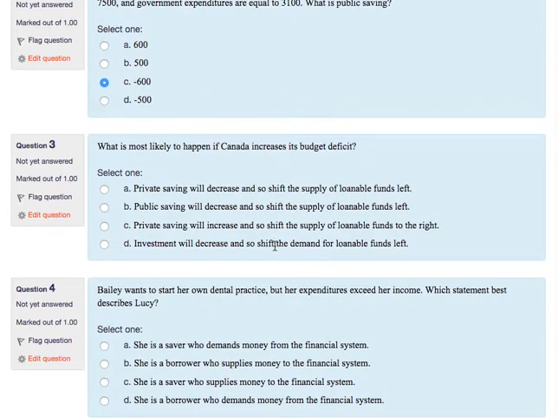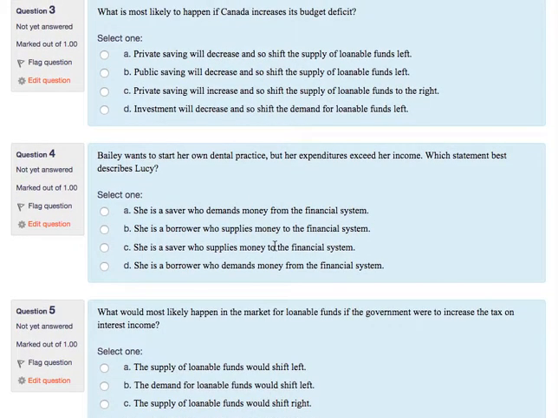What is most likely to happen if Canada increases its budget deficit? So here when we say Canada, we mean the government of Canada. Similar to the previous question, if we have an increase in budget deficit, we have a decrease in public saving. Here private saving is irrelevant. So public saving will decrease, and so shift the supply of loanable funds left, because the supply of loanable funds is national saving, which is public and private saving. Nothing has been mentioned in terms of private saving. It's really all based on public saving.